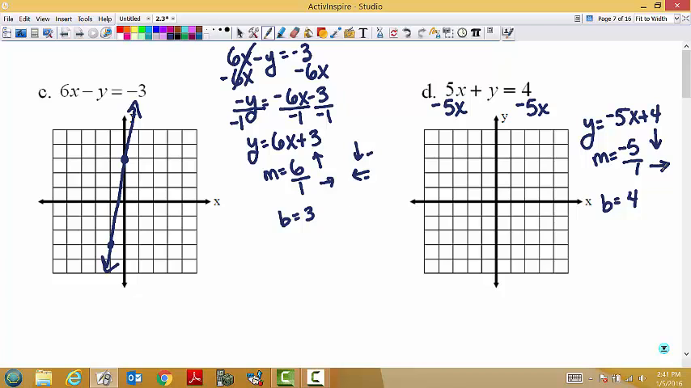So I'm going to start at 4. 1, 2, 3, 4. I'm going to go down 5. 1, 2, 3, 4. Whoops. 1, 2, 3, 4, 5 over 1. And if I do it again, I'll go off my graph, so I'm just going to connect my dots and be done. And that's kind of crooked. I apologize for that.